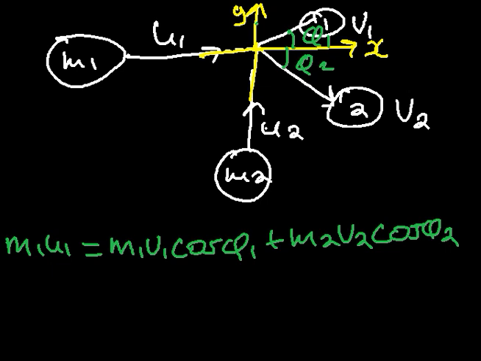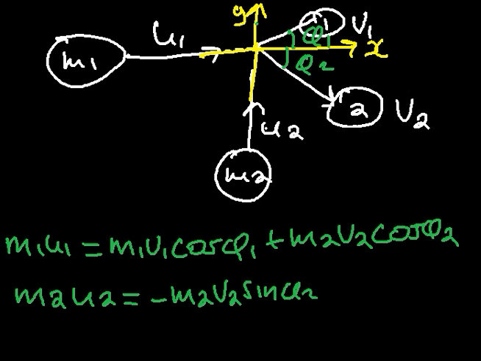And how about along the y-axis? Along the y-axis, we only have the momentum of object 2 before collision, because object 1 is moving along the x-axis only. So we have m2 u2, which is equal to the y component for this one, which is going towards the negative direction, downwards. So we'll have negative m2 v2 sin theta 2.